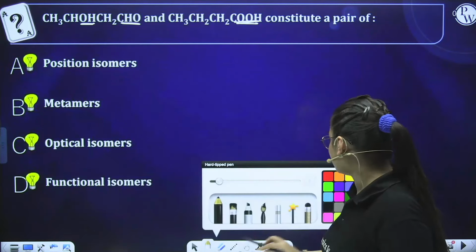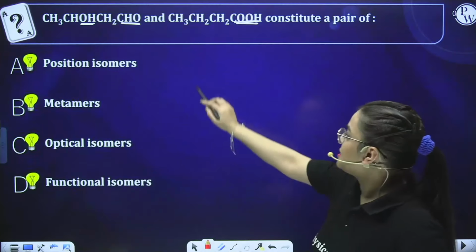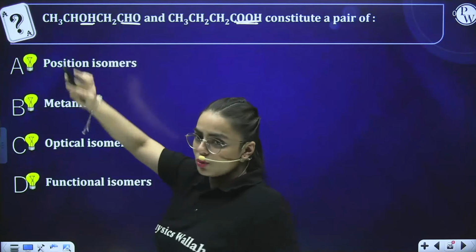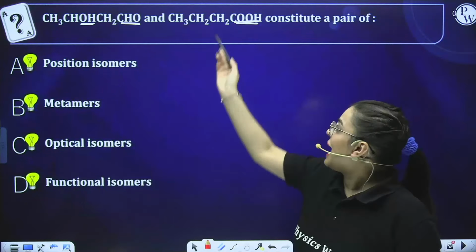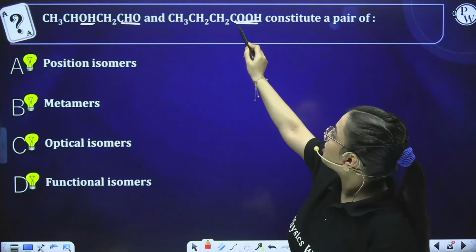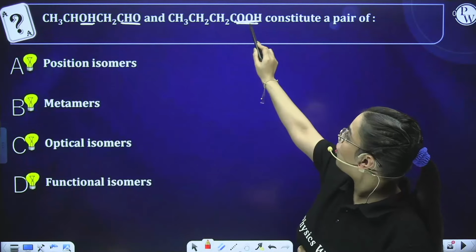So students, as you can see, here basically are 2 functional groups, OH as well as CHO. CHO is aldehyde, OH is alcoholic group. And here what do we observe? We observe carboxylic acid, that is COOH.